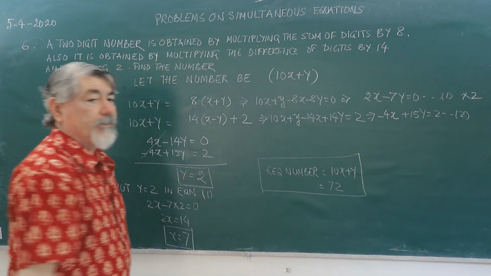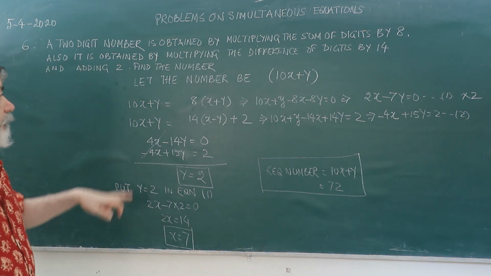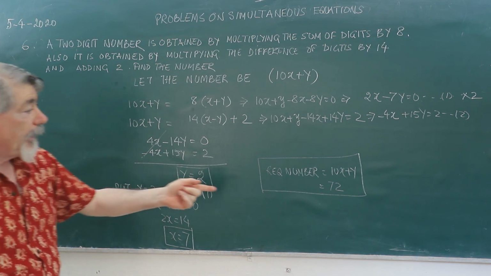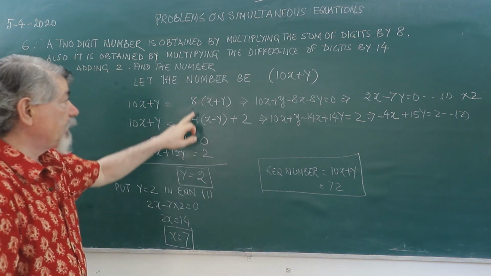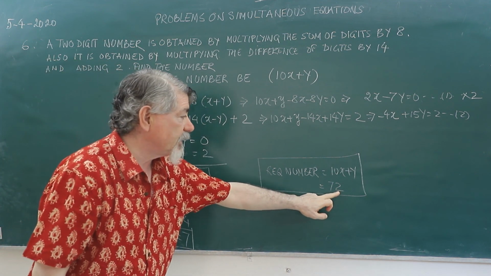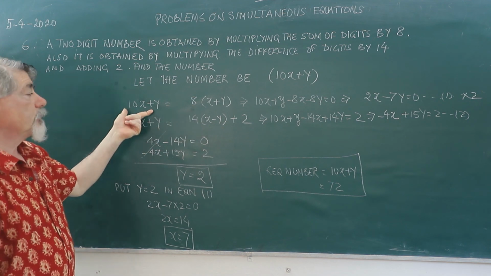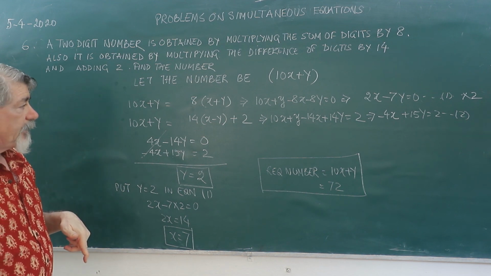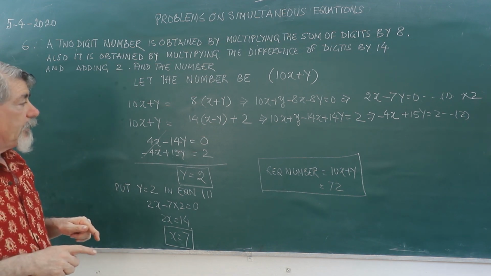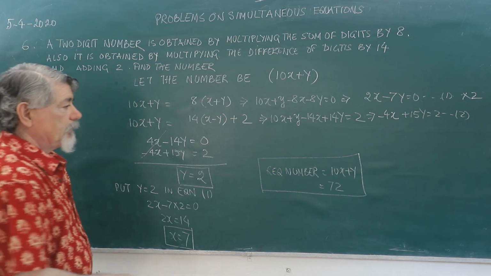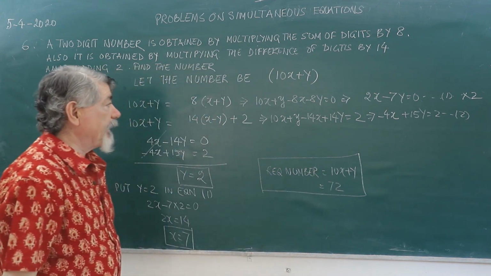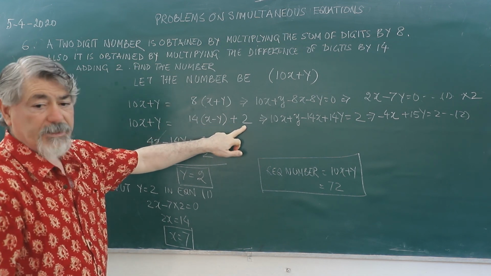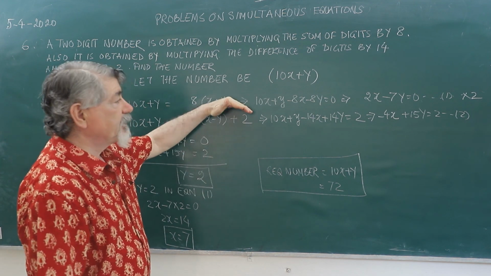Does it satisfy the conditions that were given? The 2-digit number is obtained by adding up the 2 digits, 7 plus 2 is 9, and multiplying by 8. 9 into 8 is 72. So the first condition is satisfied. The second condition is that it is also obtained by multiplying the difference of the digits by 14. The difference of the digits, 7 minus 2, is 5. If I multiply it by 14, 14 5s are 70, and 70 plus 2 is 72. So both conditions are satisfied.